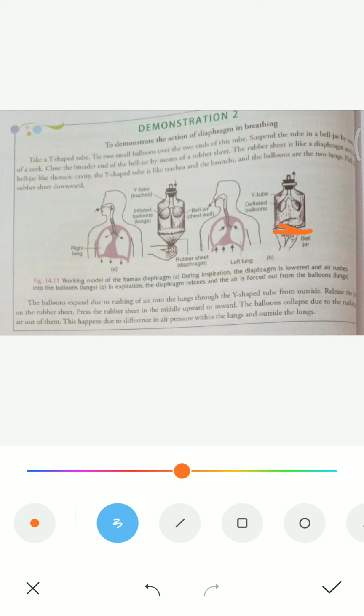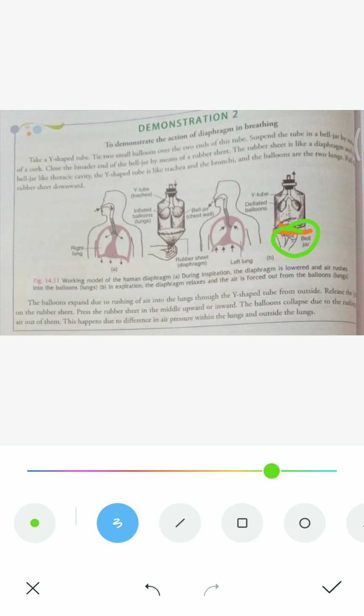And later on, if we release the rubber sheet, it will just move back to its normal position. That is, it will just lie normally, and that will be the situation when it is in a normal condition. At this place the balloons will collapse due to the rushing out of the air. This happens due to the difference in air pressure within the lungs and outside the lungs.